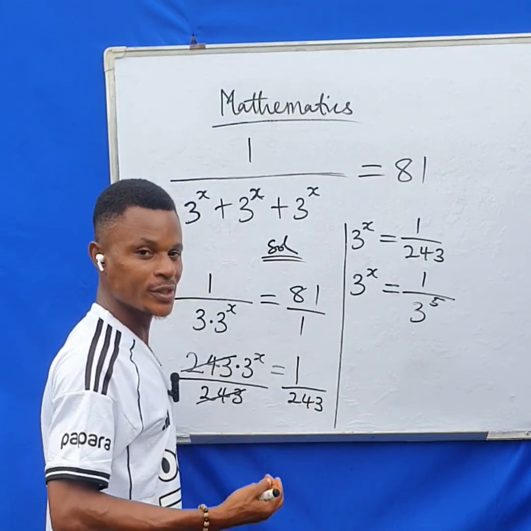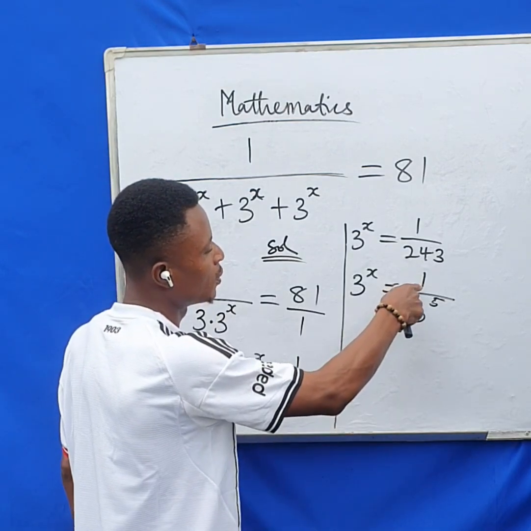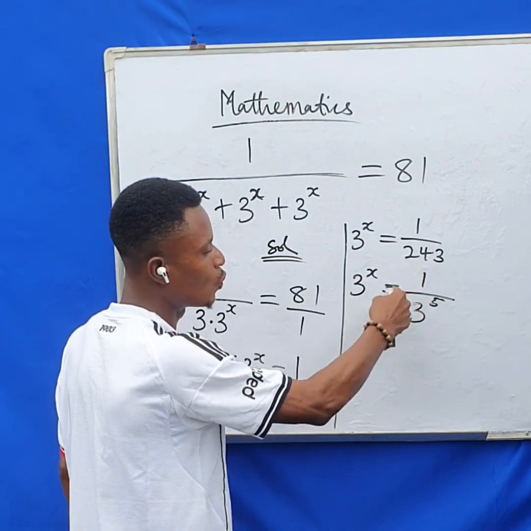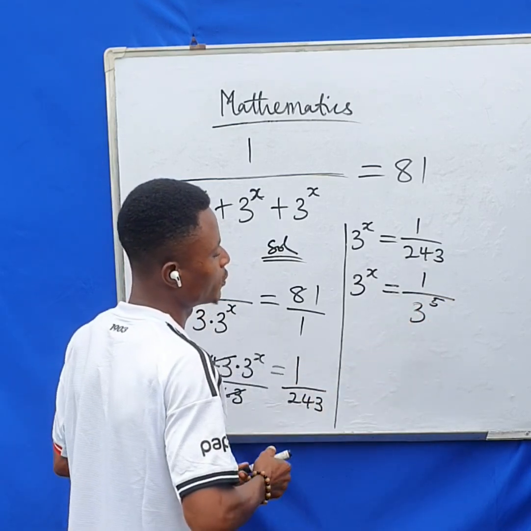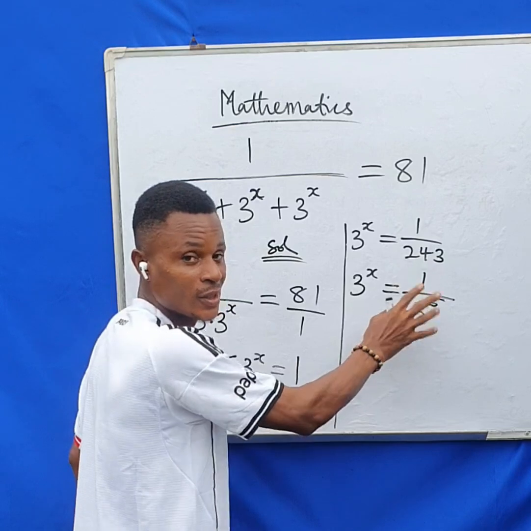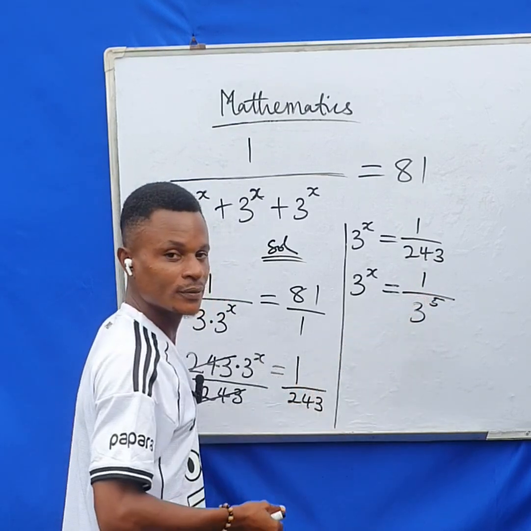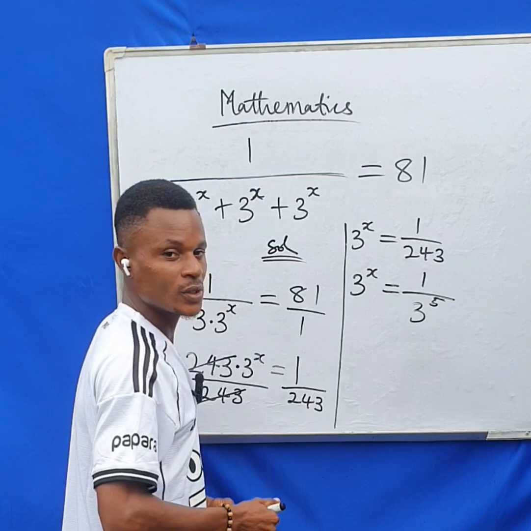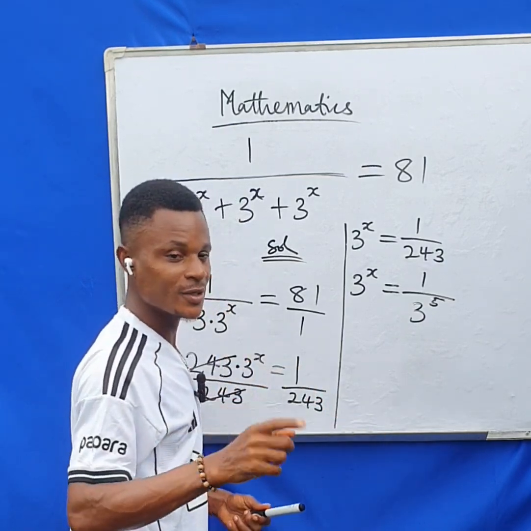You understand? Now we are going to apply a particular law of indices here called the negative power law. And what does that law state? That law says that anytime you have a fraction like this, 1 over any number that is raised to a power, what you have to do is just rewrite the number exactly the way it is, but put a negative sign for the power. You understand? Let me re-explain that so that you understand better.